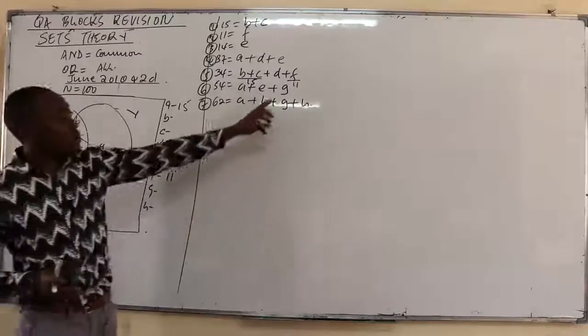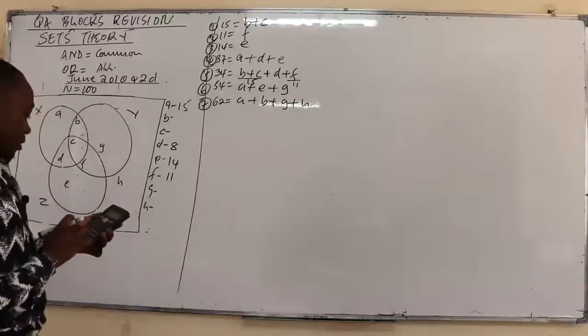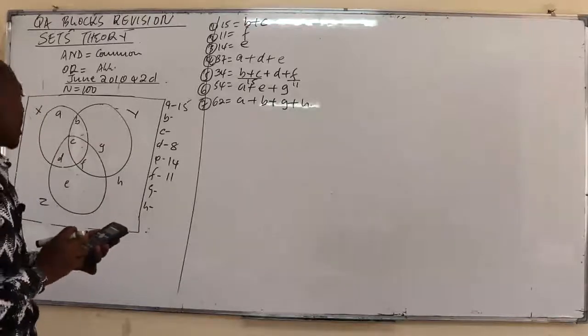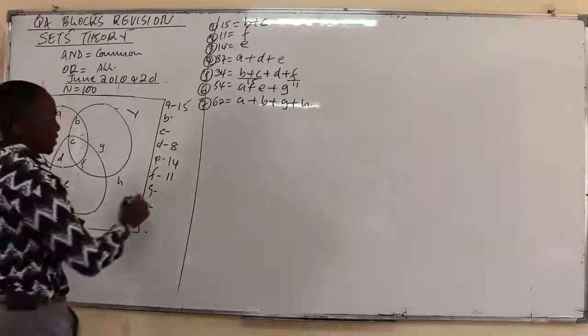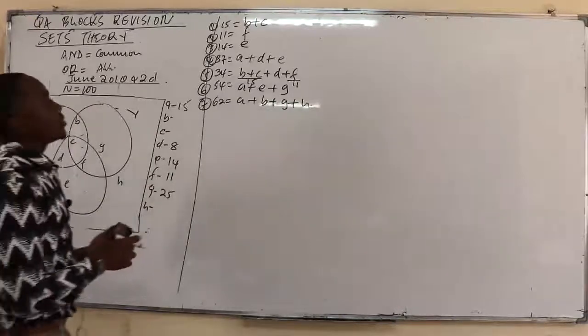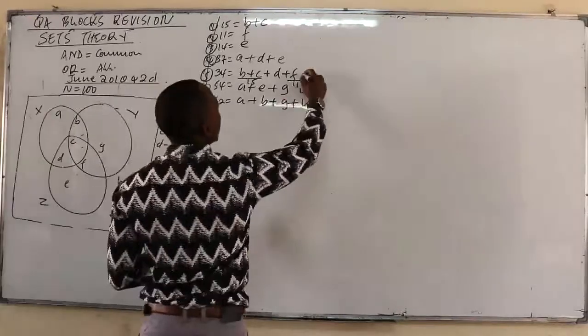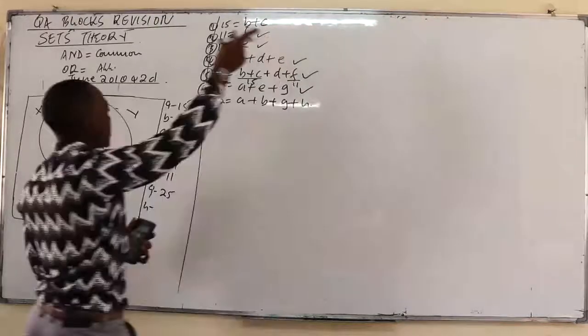That means we can get G. So you take 54, you minus A, which is 15, you minus E, which is 14. That means G is 25. So we have that. BC, that one can't help.